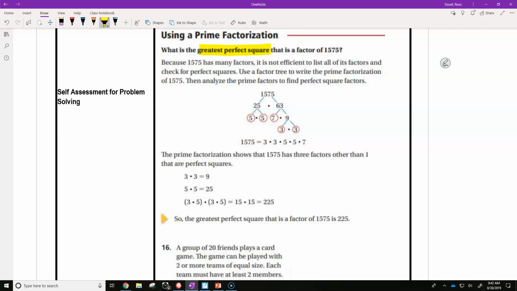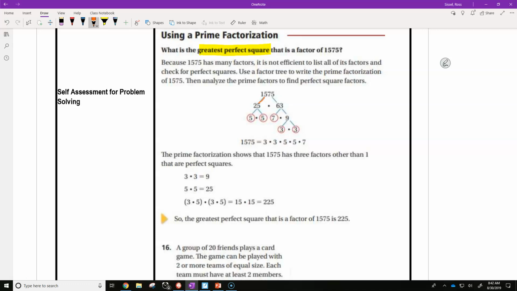Okay? Now, the way we do this, because 1,575 has many factors, it's not efficient to list all of its factors and to check for perfect squares. Use a factor tree to write the prime factorization of 1,575. So they did the factor tree here. We're going to just start there before I talk more.